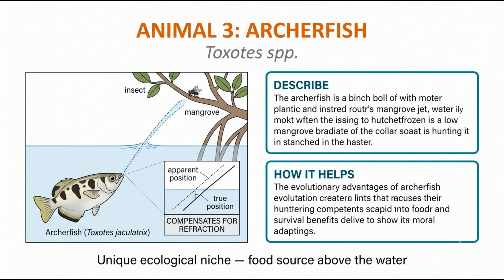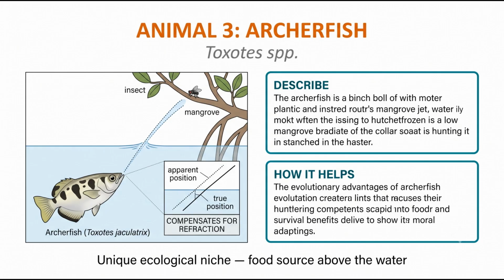Animal 3, the Archerfish. This is the one that often surprises students, and it is genuinely extraordinary. The Archerfish feeds on insects, spiders, and small lizards on mangrove roots and branches above the waterline. It targets its prey by spitting a precise jet of water, accurately up to 3 meters.